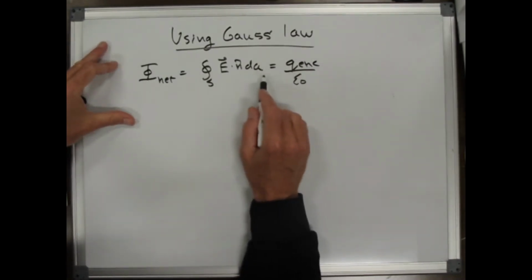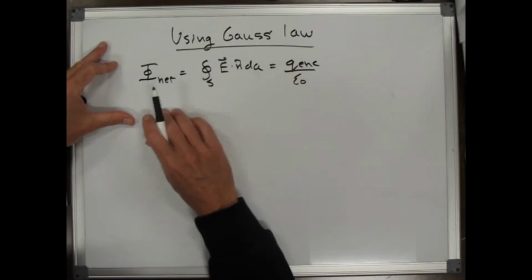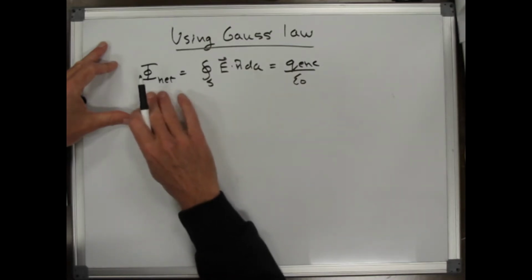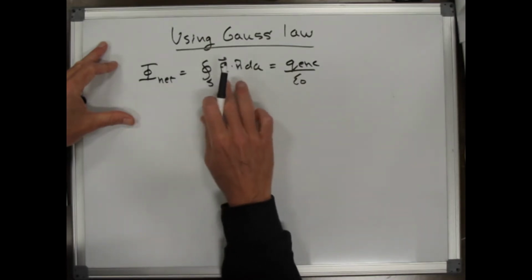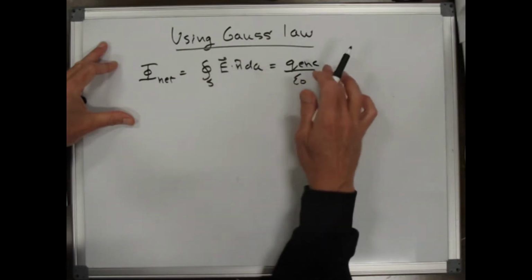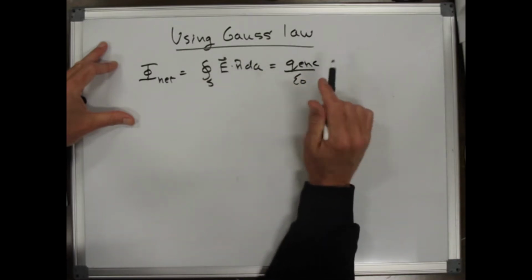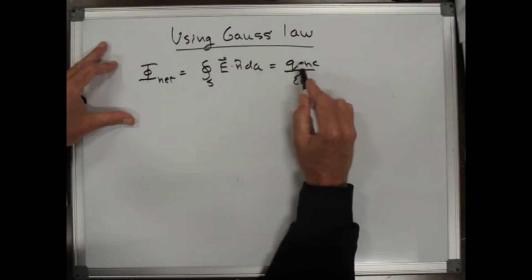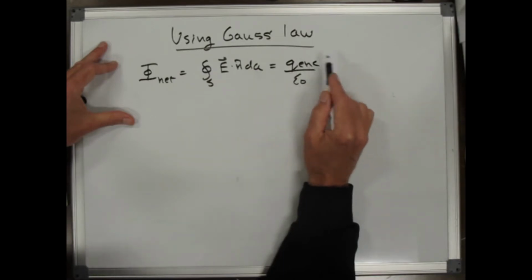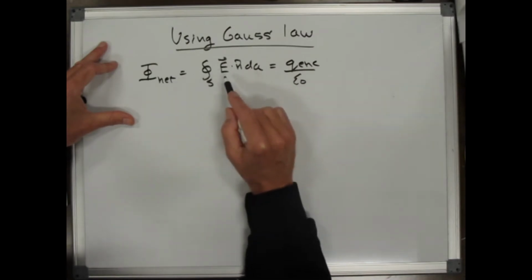We made some generalizations about this, but the summation is the net flux through a closed surface is the integral of E dot n hat dA, and that's equal to the enclosed charge divided by epsilon naught. So if there's no net charge enclosed, right? If the total charge inside adds up to zero, there could be loose positive and negative charges throughout, but if they add up to zero, then the net flux through the surface is zero.